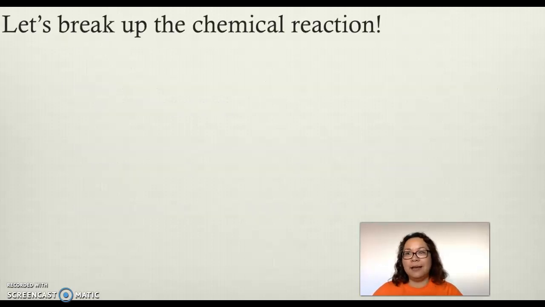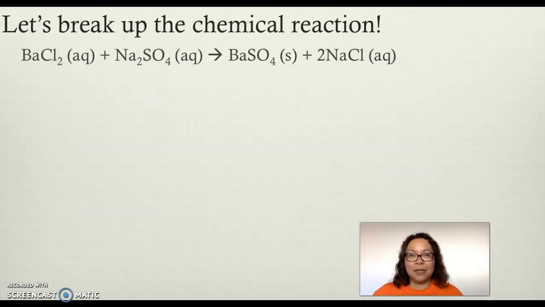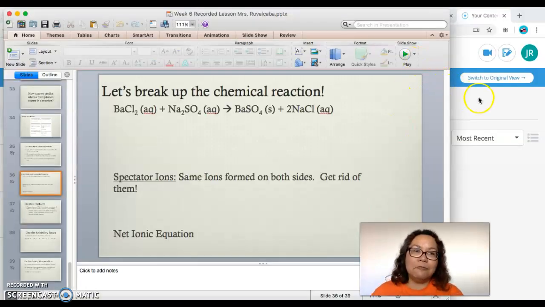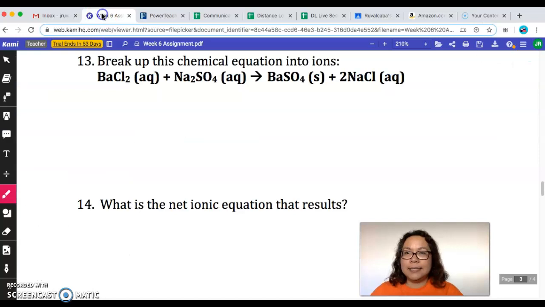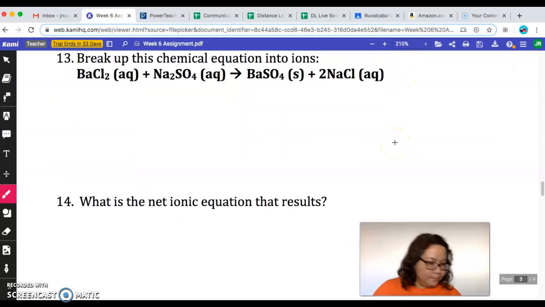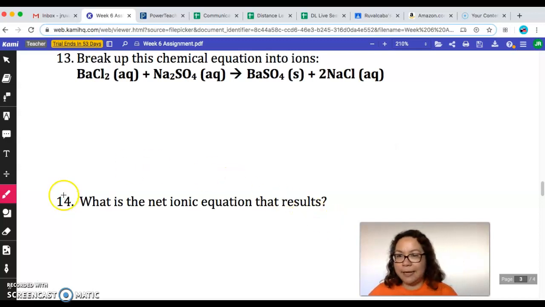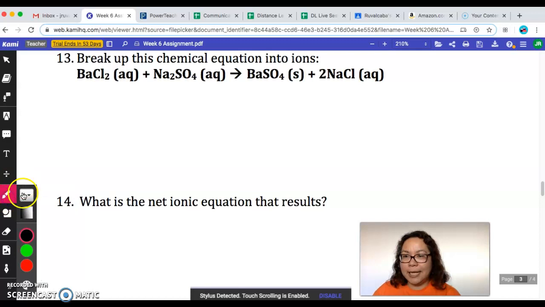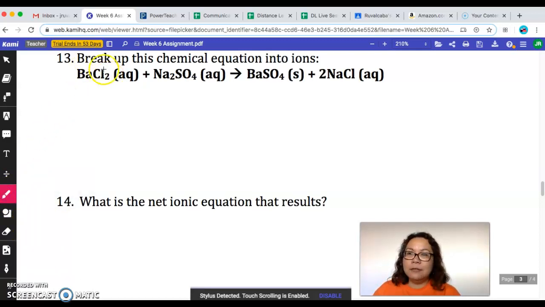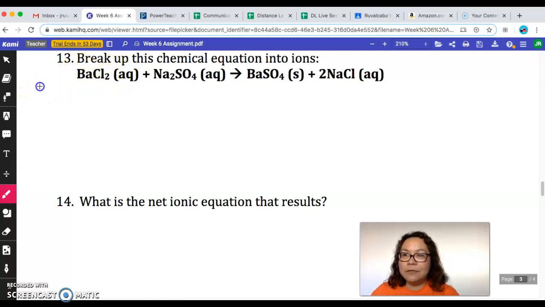Now, let's break up this chemical reaction here. I like writing on this annotator better than the PowerPoint. I have more control with my writing here. Okay, so let's break up this chemical equation into ions. Let's do this in red. So let's break up the barium chloride into ions.